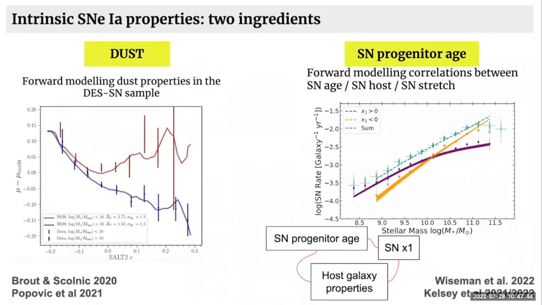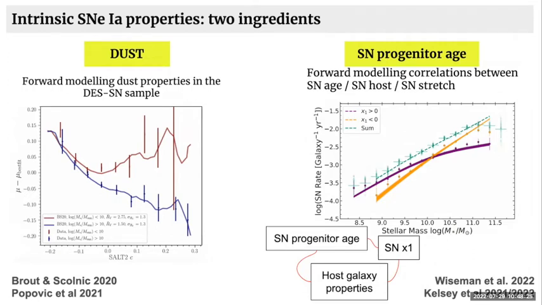Next slide. Since this error budget showed you that studying intrinsic supernova 1A properties is one of the major challenges we're facing now, I wanted to spend one slide mentioning what these intrinsic supernova properties are. I think the main ingredients we're working on are dust, and how dust affects supernova 1A brightness, in particular how different properties of dust in different host galaxies can explain some of the correlations that we see between supernova 1A brightness and host properties.